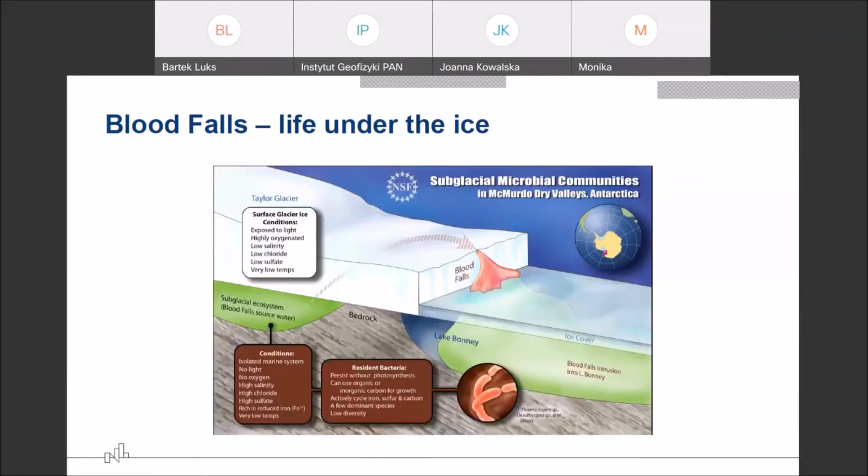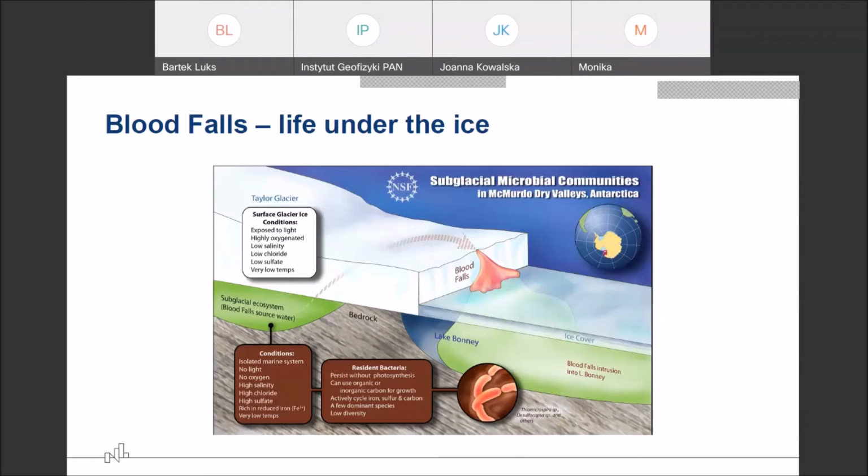And it appeared that there's a subglacial ecosystem, basically a subglacial lake under the Taylor Glacier. At the top, there's this Taylor Glacier, and it's full of light. There's lots of oxygen, low salinity, low chloride, low sulfate, and very low temperatures. And under this blanket of ice, there's a hidden gem, which was an isolated marine system.